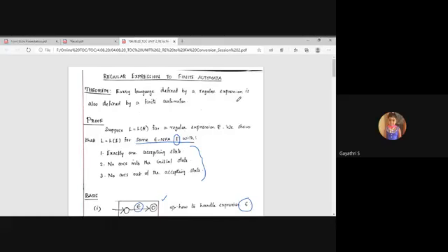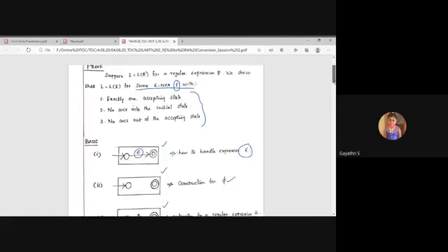What are the preconditions on the epsilon NFA in this theorem? First, exactly one accepting state in the epsilon NFA. Second, no arcs into the initial state, that is, no incoming edge to the initial state. Third, no arcs out of the accepting state, that is, no outgoing edge from the accepting state. These are the preconditions of the epsilon NFA. So again, the basis part has three cases.